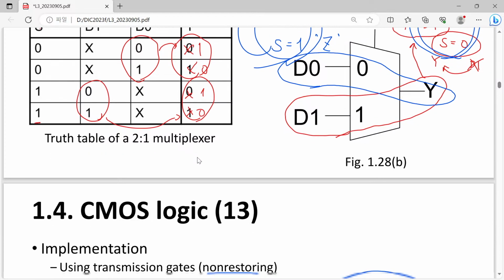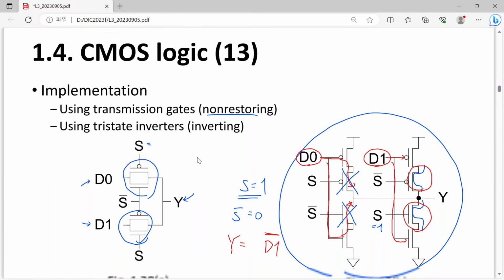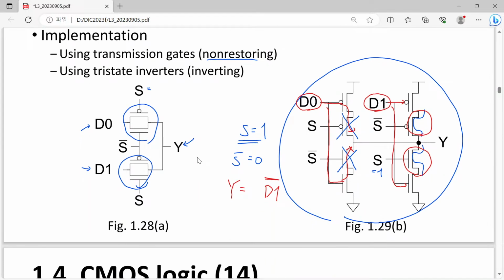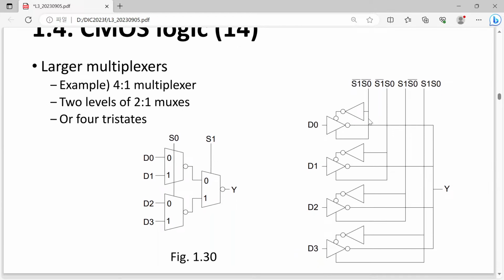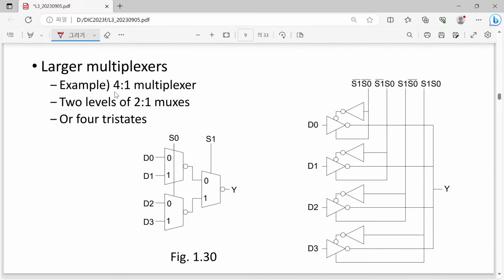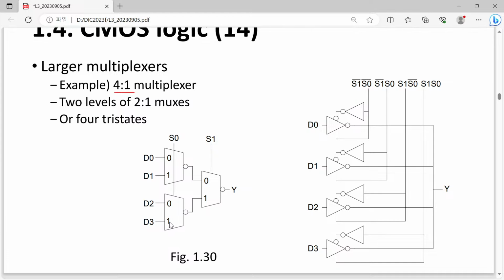So sometimes the important one is this selection capability. Once you select D1 or D1 bar, then you can easily generate D1 or D1 bar respectively by taking these CMOS inverters. Also, when you have larger multiplexers, for example 4 to 1 multiplexers, you can use multiple multiplexers to build one of them.